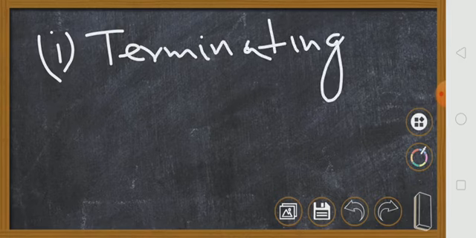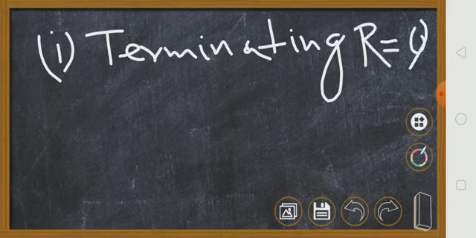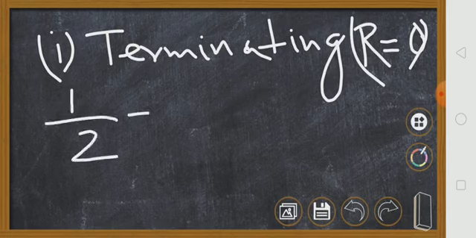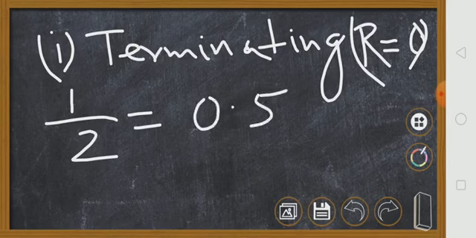Now when I say terminating, terminating means the remainder is equal to 0. Is it clear? Like suppose I say half. Half is a rational number, no? So if I divide it, I'll get 0.5. In this case the remainder will be 0, so we say it is a terminating decimal, a terminating rational number. After solving we get the decimal 0.5.